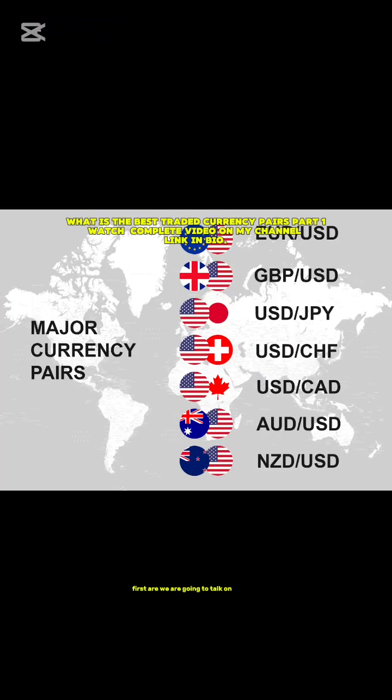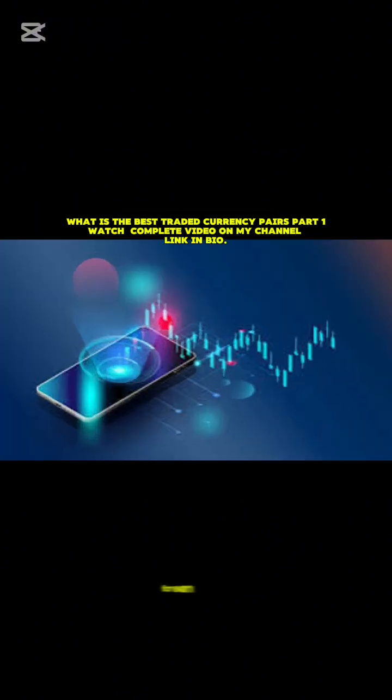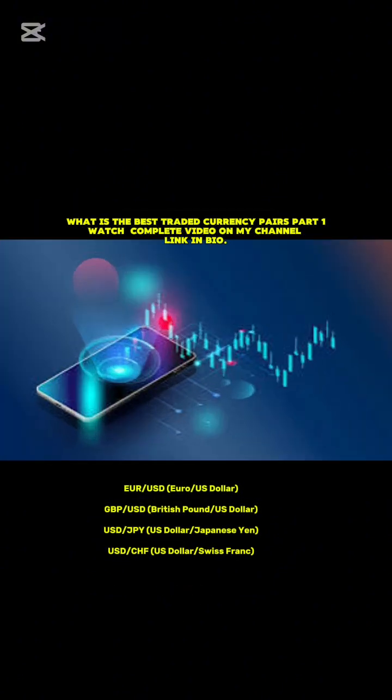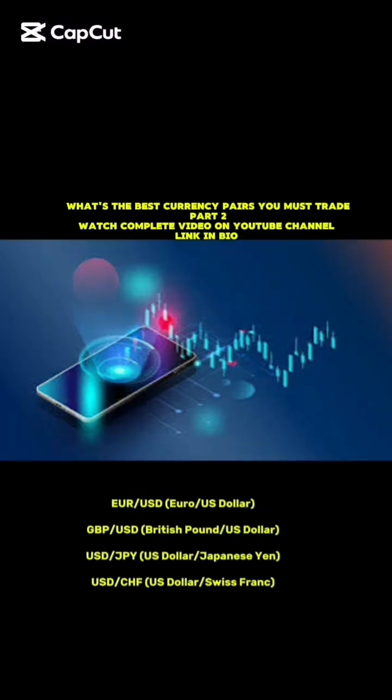First we are going to talk about major currency pairs. Major pairs are the most traded currencies in the world and always include the US dollar, USD. For example, EUR/USD, Euro to US dollar, GBP/USD, British pound to US dollar, USD/JPY, US dollar to Japanese yen, and USD/CHF, US dollar to Swiss franc.